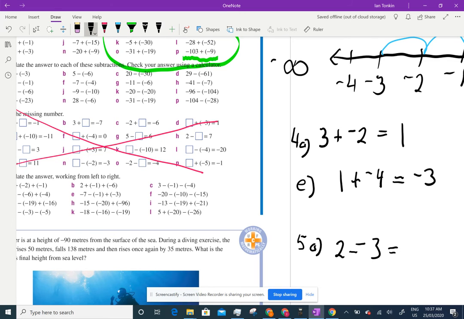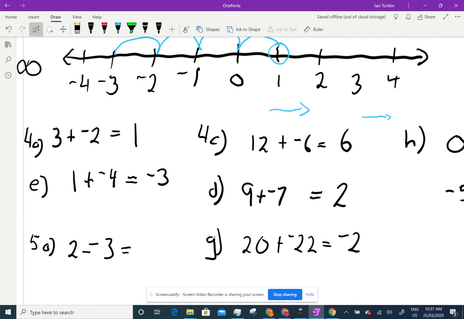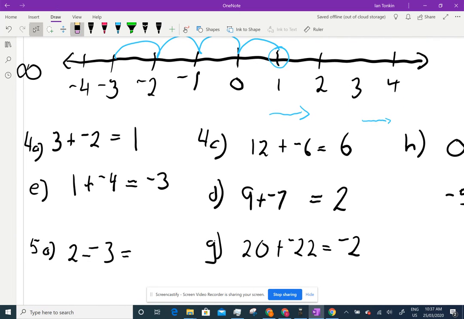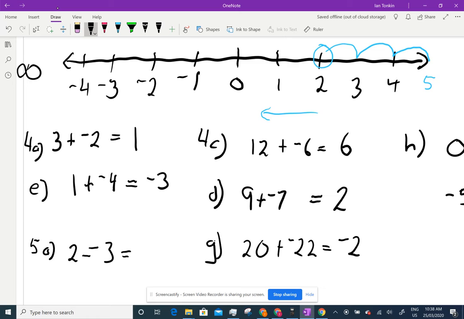So imagine if we go back to our number line, and I'll just erase all these blue steps. This time I'm at 2. And minus means I face to the left. And negative 3 means I go backwards 3. 1, 2, 3. I'd end up at 5. So my 2 minus negative 3 means I end up at 5.